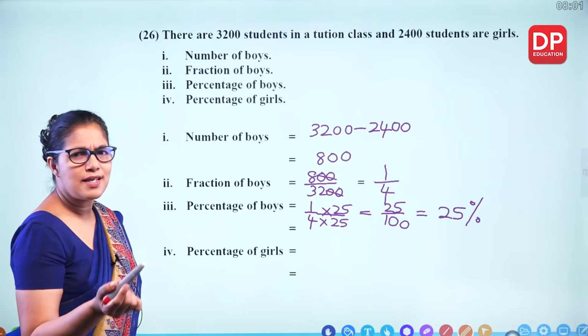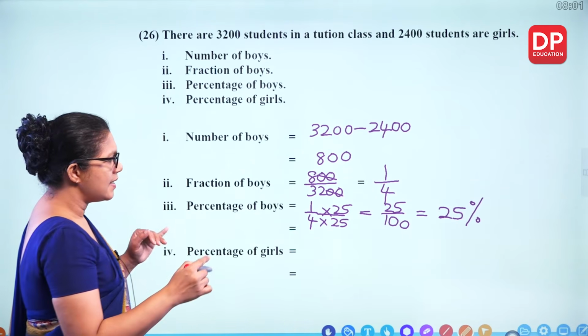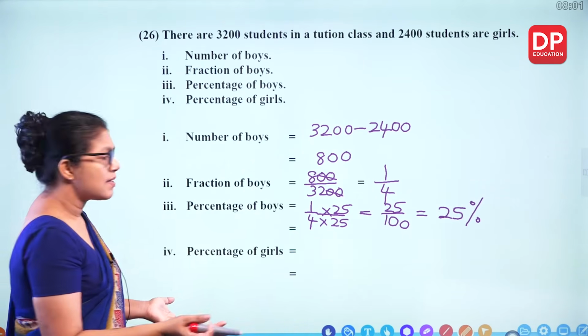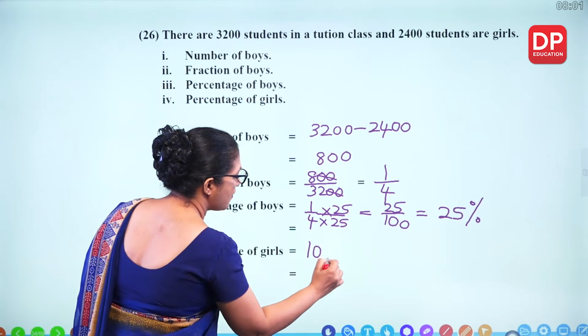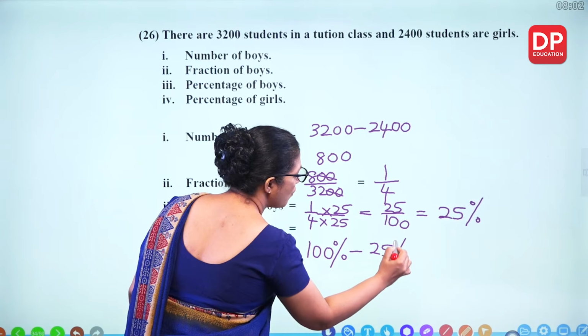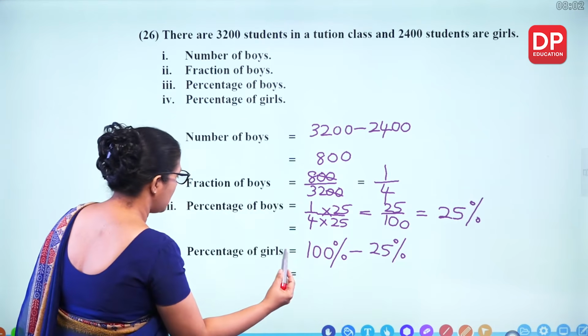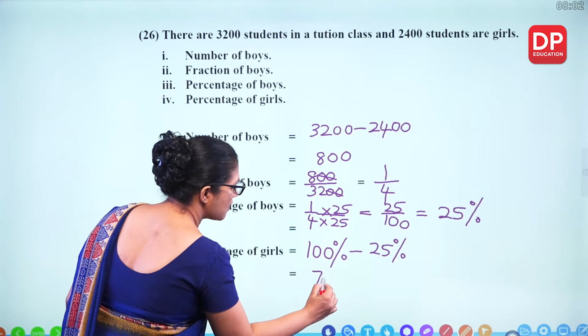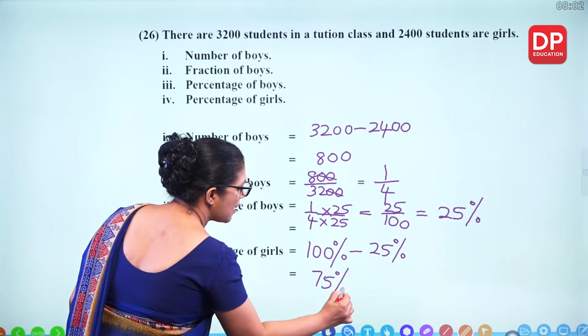So what's the percentage of girls? You can straight away take altogether it's 100%. 100% minus 25% of boys, you get girls. So that's 75% girls are there.